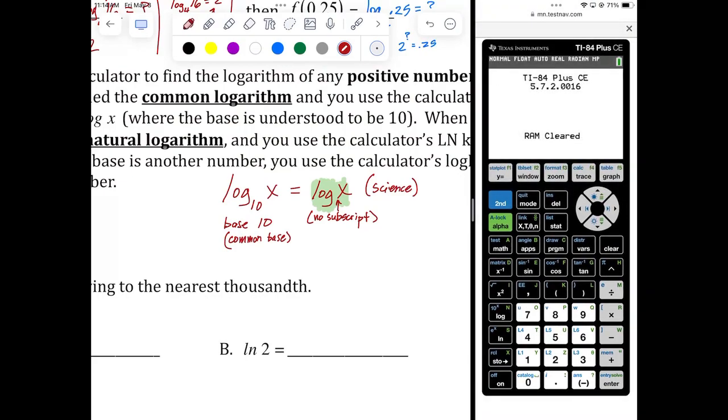Look to the left of the number 7. What do you see? LOG. Now, not only do you see LOG on that key, but what is the second function of that same key? 10 to the x. How are 10 to the x and log related to each other? They're inverses of each other. That's why they're on the same key. So it's log base 10.